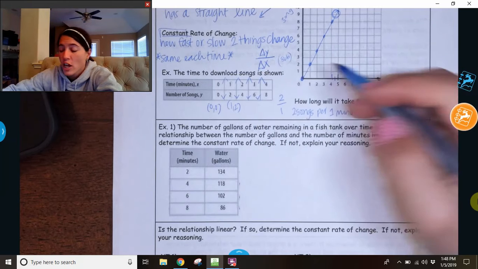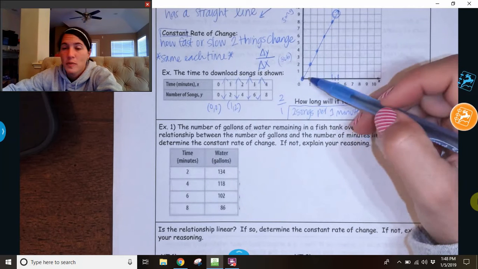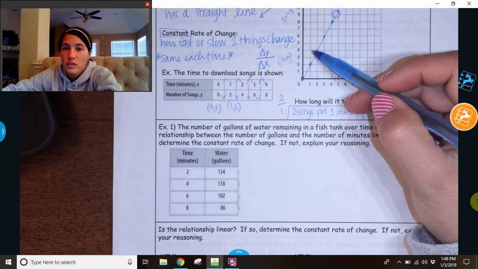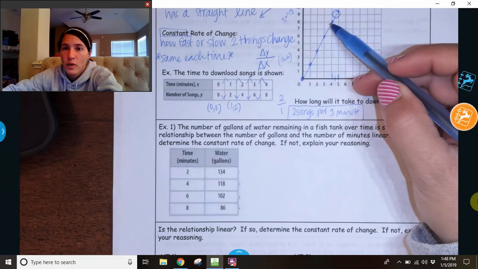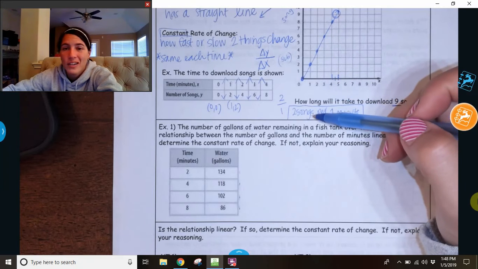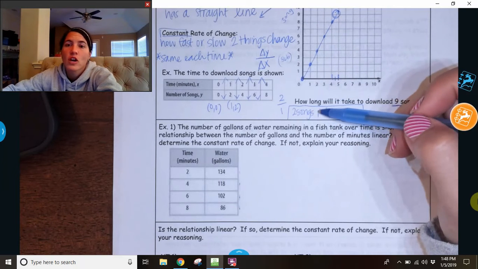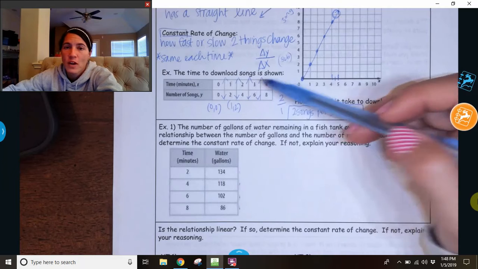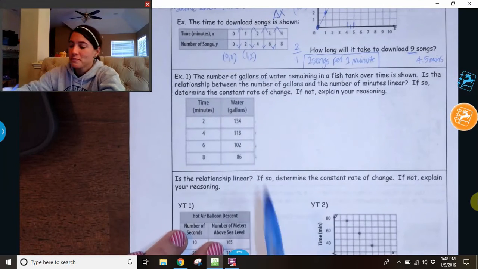And that is my rate of change. This is a constant rate of change because it's linear, and that means it goes up 2 over 1 every time. Up 2 over 1, up 2 over 1. But the correct answer for the rate of change would be 2 songs per minute: the change in y over the change in x. All right, so let's practice another one.